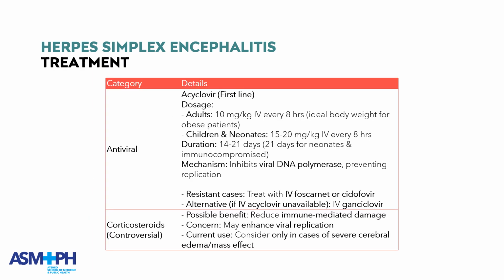So treatment, of course, is acyclovir, which is the first line treatment. For adults, give 10 milligrams per kilogram IV every 8 hours. For children, 15 to 20 milligrams per kilogram every 8 hours. For resistant cases, you may treat with IV foscarnet or cidofovir. Alternatively, if IV acyclovir is unavailable, you may give ganciclovir.